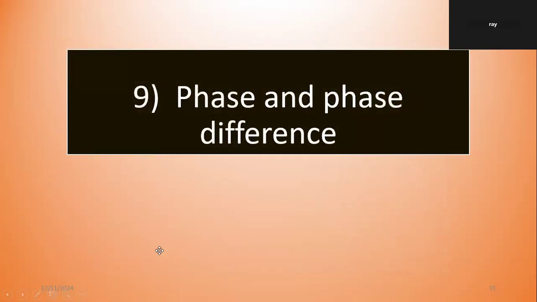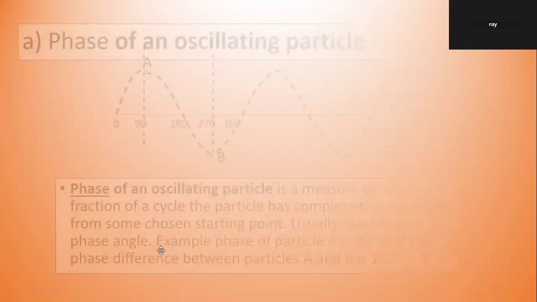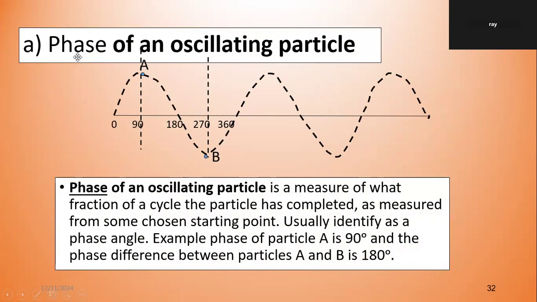Phase and phase difference. Phase of an oscillating particle is a measure of what fraction of a cycle the particle has completed, as measured from a chosen starting point. Usually identified as a phase angle. Example, the particle at A is 90 degrees and the phase difference between particles A and B is 180 degrees.